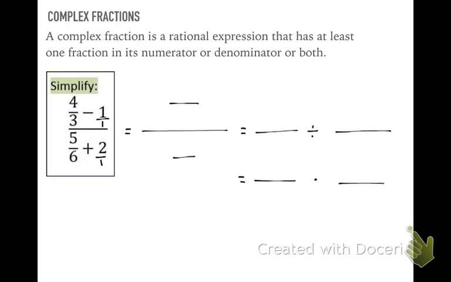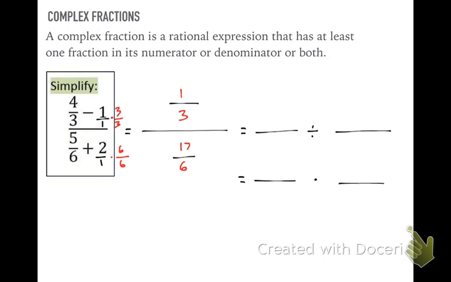Now in order to get to this stage here, we have to combine these two and these two, and we'll need a common denominator to do so. That common denominator being 3. So what do we have then? We will have a common denominator of 3. We would have 4 over 3 minus 3 over 3. Well, that's 1 over 3. Down here, a common denominator of 6. Let's see, 5 over 6 plus 12 over 6 would be 17 over 6.